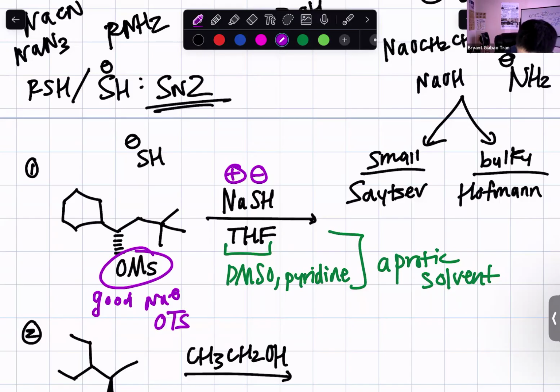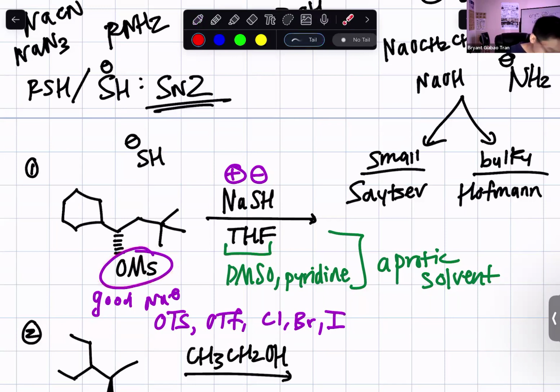This is like the list of the good leaving groups: OMS, OTs, OTf, and then the halogens like chlorine, bromine, iodine. I wasn't sure if this was on your list, so I had to go back and check. But OMS is considered a good leaving group, like bromine.